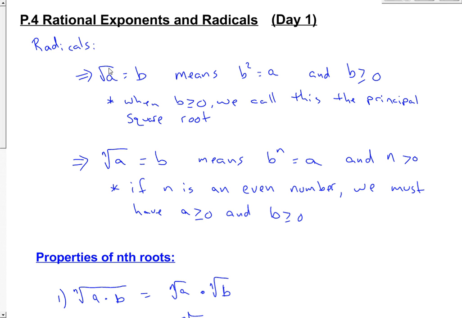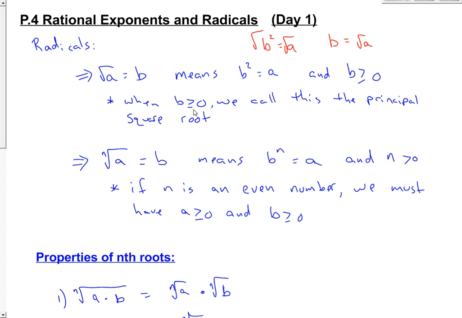So if we have the square root of a equal to b, what that means is we started with b squared equals a. And if you think about how to solve that, b squared equals a, to solve for b, you would have to take the square root of both sides to get b equals the square root of a. And also in this consideration, b has to be greater than or equal to 0.